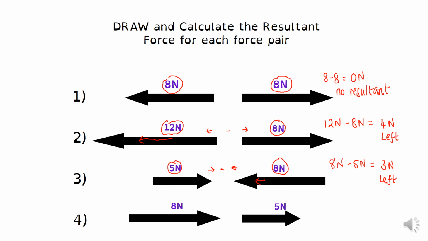And then number 4, both of our arrows are pointing in the same direction. So if they're pointing in the same direction, they get added together. So 8 newtons plus 5 newtons totals 13 newtons. And both of these arrows are going to the right hand side, so the resultant force will be 13 newtons to the right.